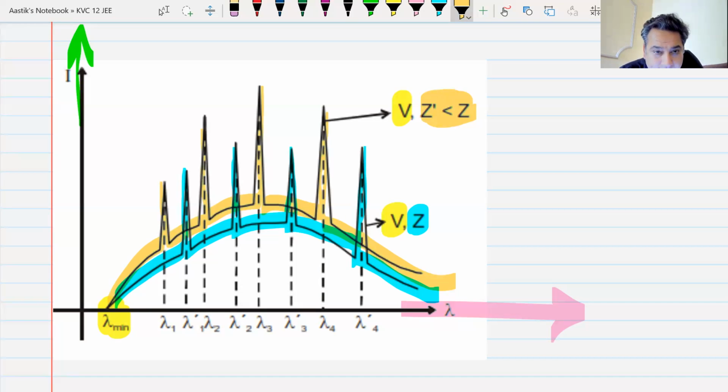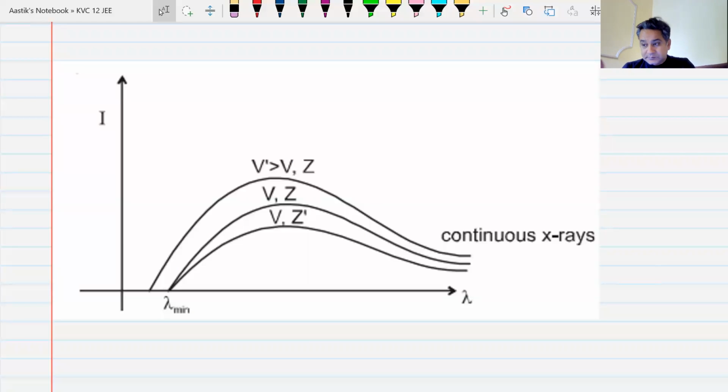I was looking for one more graph. Where is that graph gone? Okay, this one. Then comes this graph, my dear friends. Again, three different graphs for continuous X-rays drawn. Two graphs drawn at the same voltage. Two graphs drawn for different metals. If the voltage is more, the minimum wavelength is less.